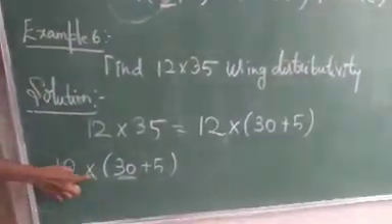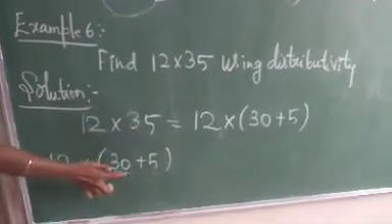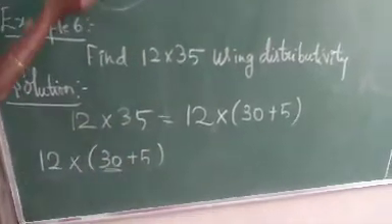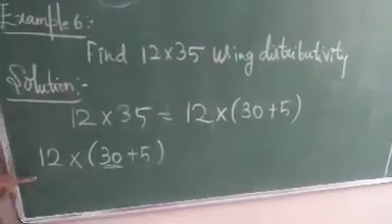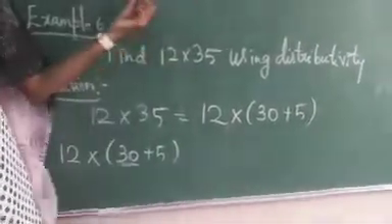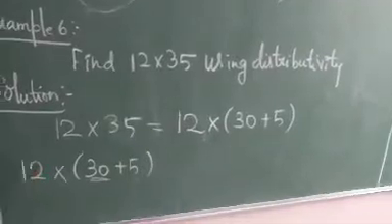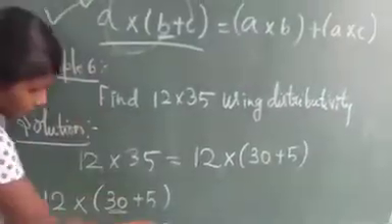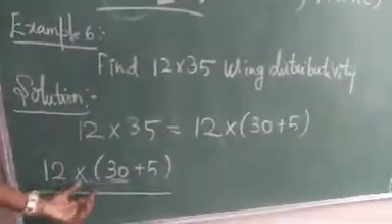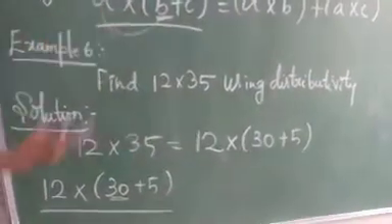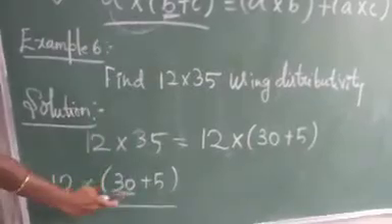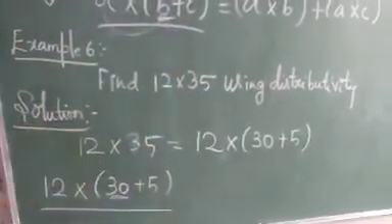So 12 into 35 is split as 30 plus 5. Now you compare the general form and the split form. See here, A value takes 12. So when we compare the split form we prepared with the general form, A value is 12, B value is 30 and C value is 5.